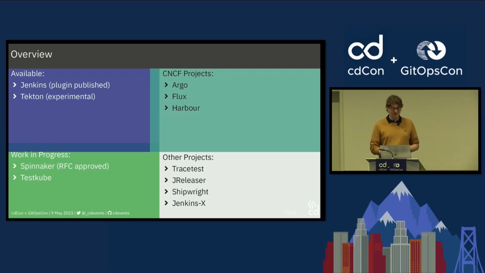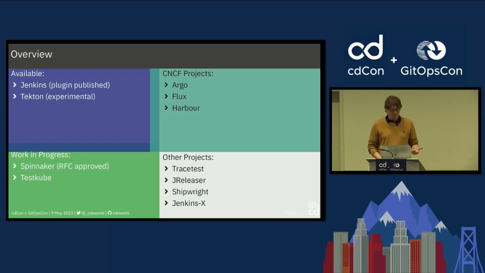So there is a Jenkins plugin, which is published to the Jenkins official plugin repository. And thanks again to our Fidelity community members for contributing that. So it is possible now to produce CDEvents with Jenkins. We have experimental support in Tekton, so you can produce CDEvents from Tekton, deploying a specific controller for that. We worked a lot with the Spinnaker community, so we have an RFC approved and implementation is starting.